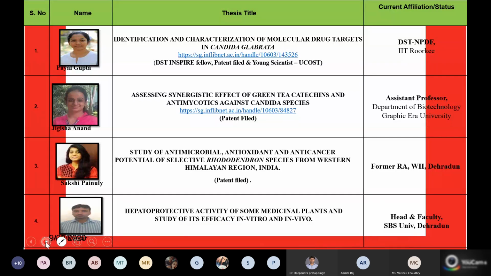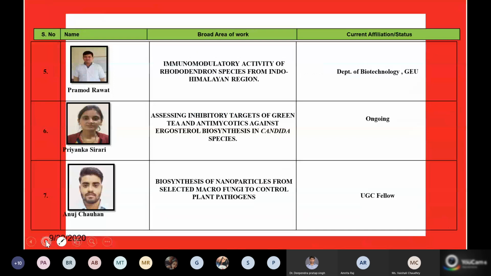Okay, so this slide is showing the scholars under my guidance, and she was Payal Gupta. And I think you must be very aware of Dr. Jigisanan, right? And she filed a patent. She has a lot of papers and publications, and you are fortunate enough to have such faculty with you. Likewise, Sakshi Penoli, then Dr. Anil, then Dr. Pramod, he is with us, right? This is Anuj Chauhan, he is working in the area of fungus, and he is a UGC fellow. He is in our department, and you can interact with Anuj as well. His working station is FRI, Forest Research Institute.